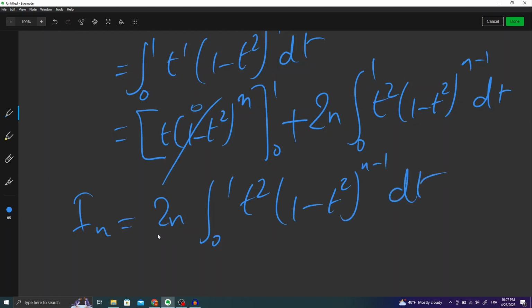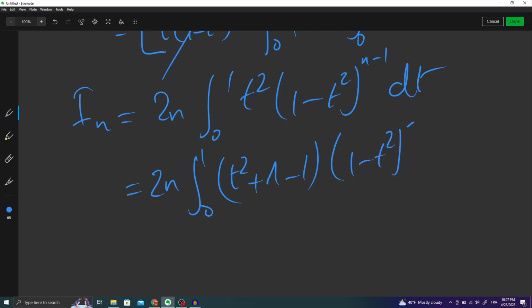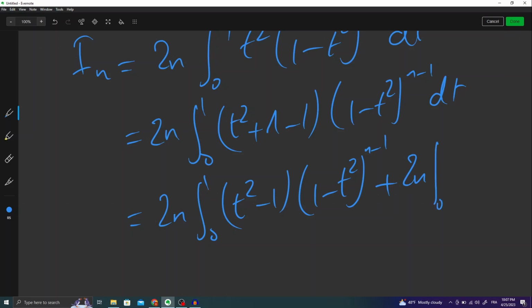Okay, how can we simplify it? An easy way is to use a simple trick, which is t squared plus 1 minus 1, okay? Times (1 minus t squared) to the power of n minus 1 dt, okay? We can use the linearity here to get 2n, the integral from 0 to 1 of (t squared minus 1) multiplied by (1 minus t squared) to the power of n minus 1, and minus 1 plus 2n, the integral from 0 to 1 of (1 minus t squared) to the power of n minus 1 dt. This is actually I_n minus 1, okay?